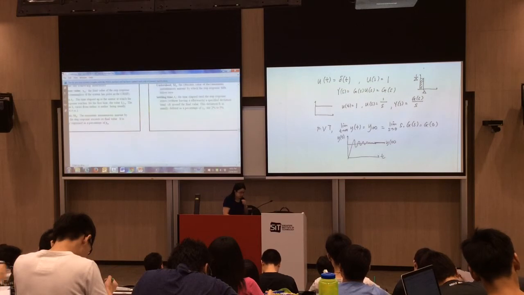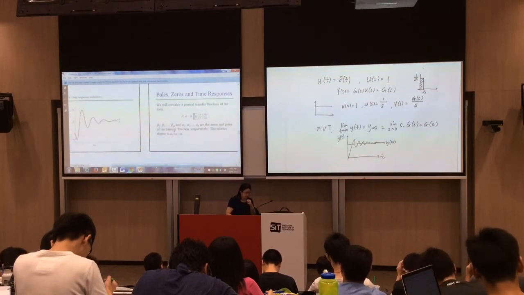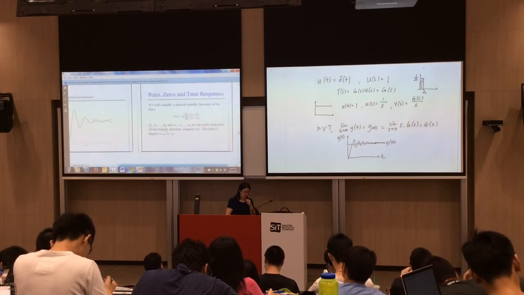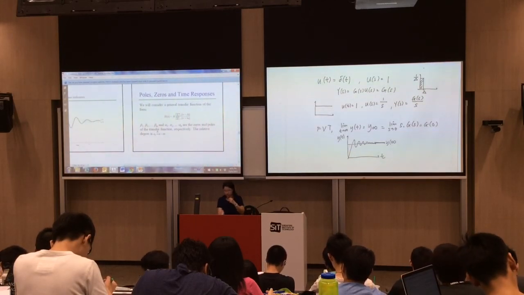Okay, this is a typical shape of a step response. So far so good, step response.